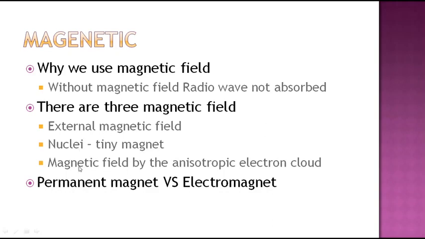And there is another magnetic field that is generated by the anisotropic electronic cloud. When there is an unequal distribution of electron cloud in the molecule, that can also generate a magnetic field, and these collectively decide the position of the signal and all those things, right? The NMR signal carries all this information that we are studying.